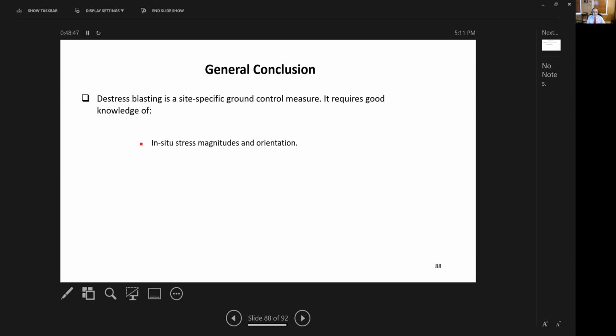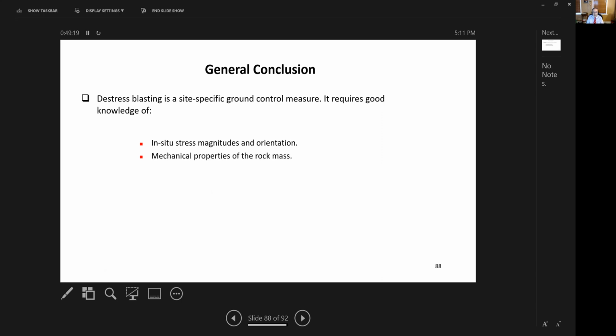You need to know about the in-situ stress magnitudes and orientation. And if they change in space, the rotation, due to mining activities, you need to constantly get updated on the new stress magnitude and orientation. We are working on this topic right now with one of my PhD students on the determination of mining-induced stresses and their orientation.